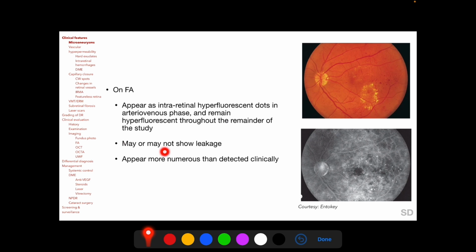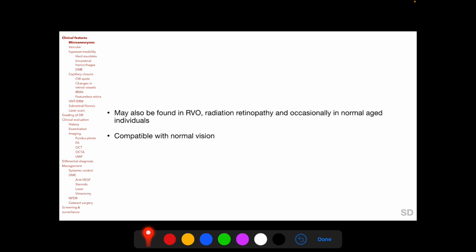Microaneurysms may or may not show any leakage on fluorescein angiography and appear more numerous on fluorescein angiography than can be detected clinically. Microaneurysms may also be found in other retinal vascular diseases such as retinal venous obstruction, radiation retinopathy, and also occasionally in normal aged individuals. And the occurrence of microaneurysms only, in the absence of other lesions of diabetic retinopathy, is compatible with normal vision.